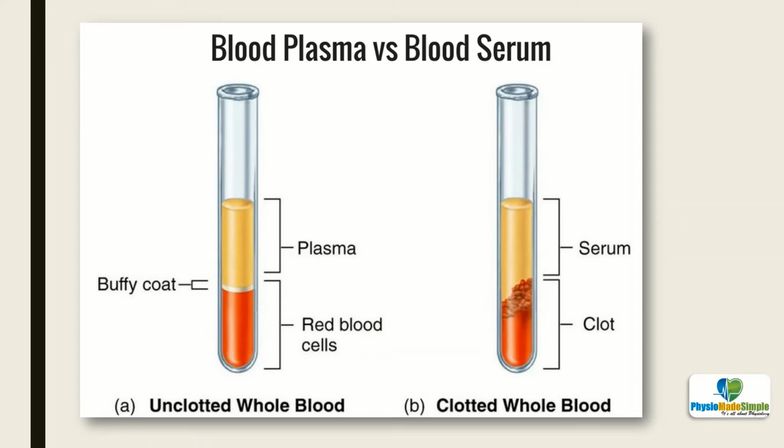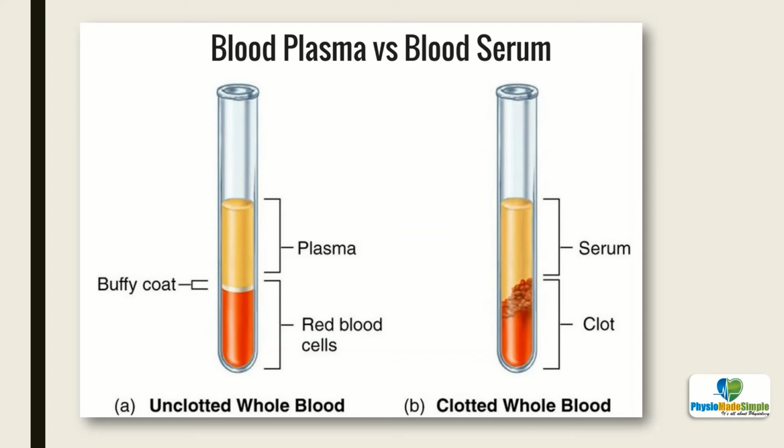This picture shows the difference between blood plasma and blood serum. So in the first picture you can see that it is an unclotted whole blood. That is, it is the blood mixed with an anticoagulant. When blood comes in contact with any sort of rough surfaces when it comes out of our body, it immediately clots or forms a jelly-like substance. It's some sort of hemostatic phenomenon taking place in our body to prevent excess loss of blood from our body. So when blood comes in contact with some sort of rough surface, it forms a clot.